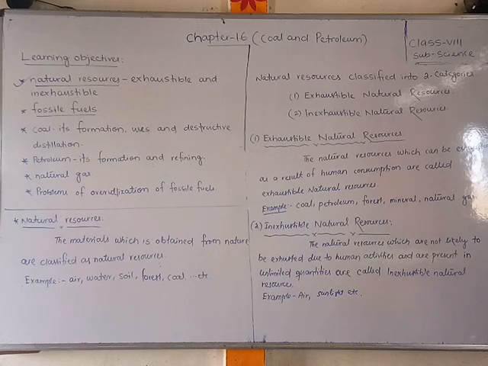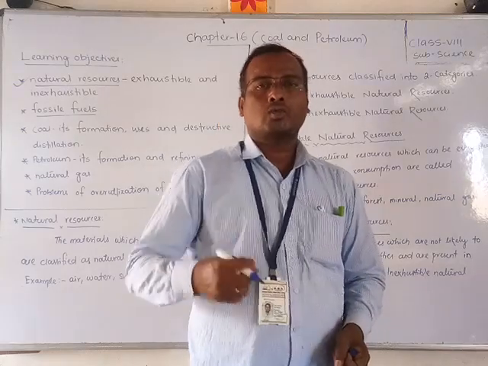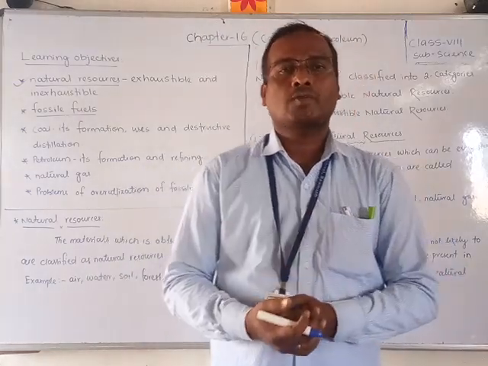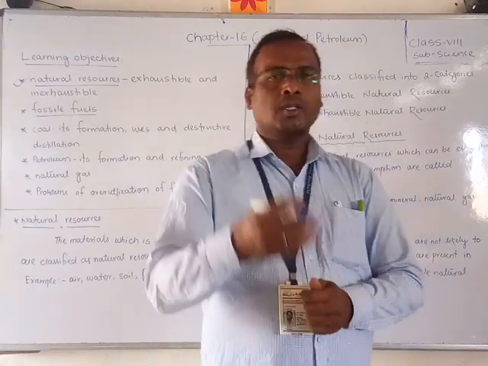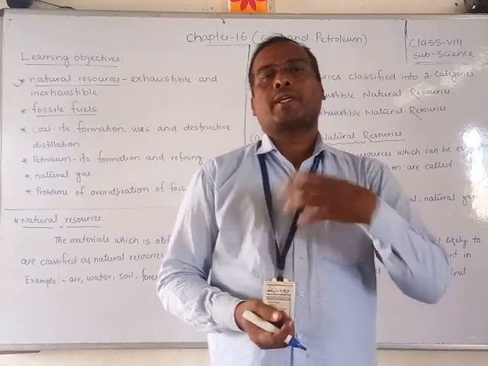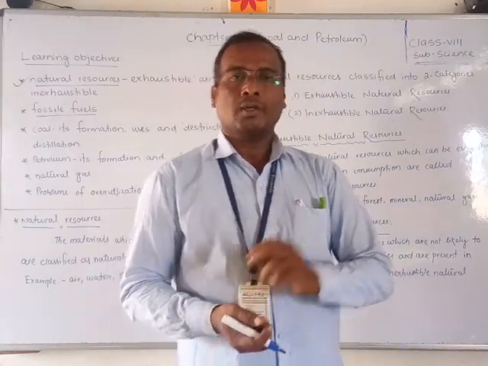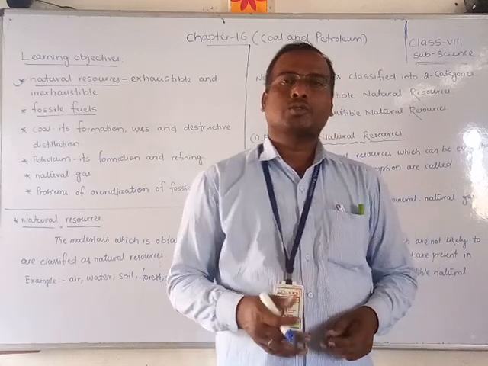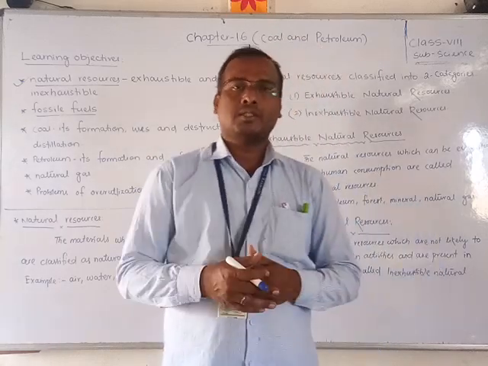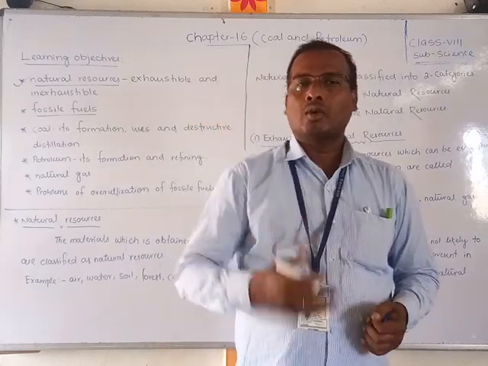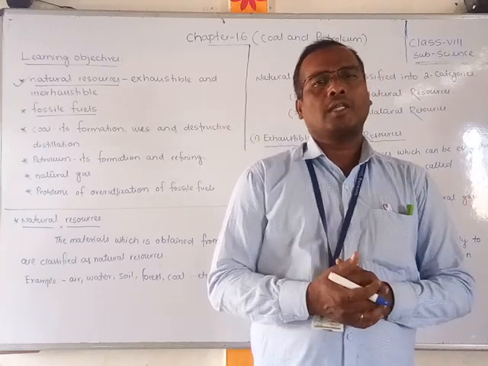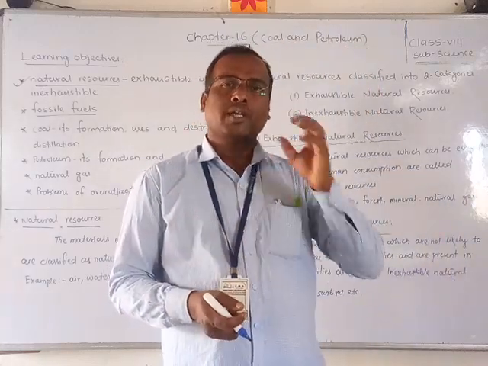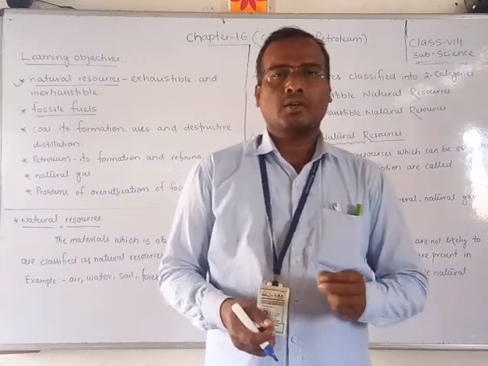The materials which are obtained from nature are classified as natural resources: air, water, soil, forest, coal, etc. Natural resources means the materials or sources we get from nature. Suppose plastic, it is manufactured by human beings. But some materials are made by nature itself, and those are called natural resources. Air, water, coal, petroleum, forest, all these are made by nature. The materials made by nature are called natural resources.